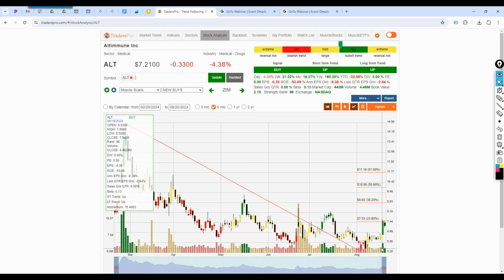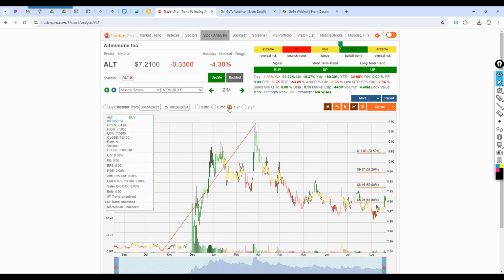ALT, this is another one. This is a similar type of pattern. Deep retracement, had a big run up last year or early in the year, retraced, and just a ton of whipsaw. Okay, and this is why I like that momentum zone for the most part, is you get less of these.